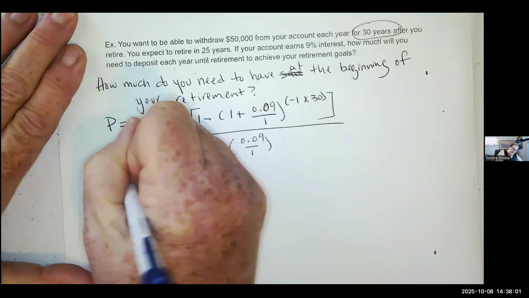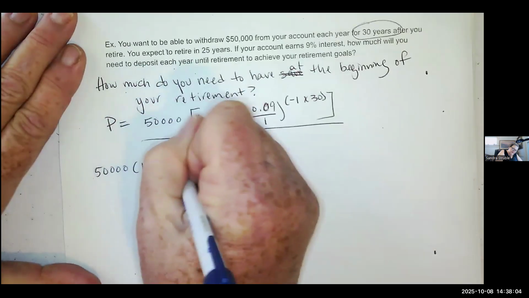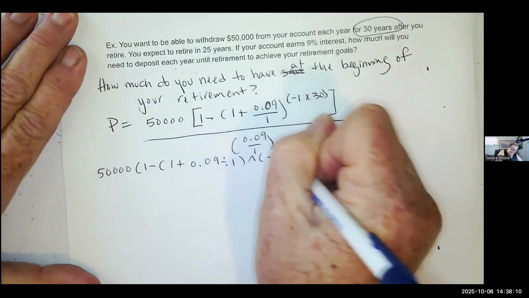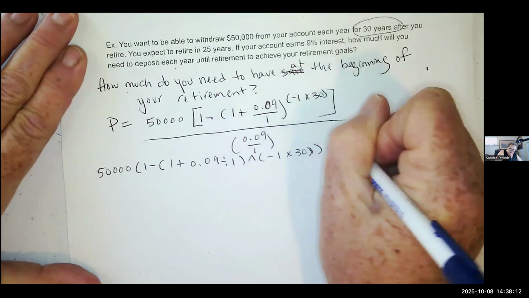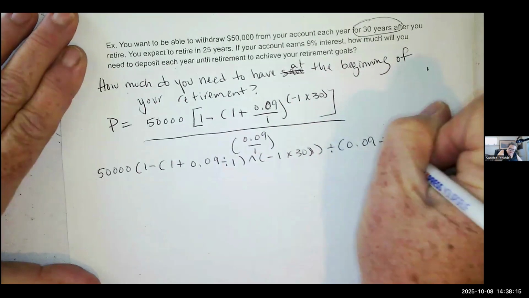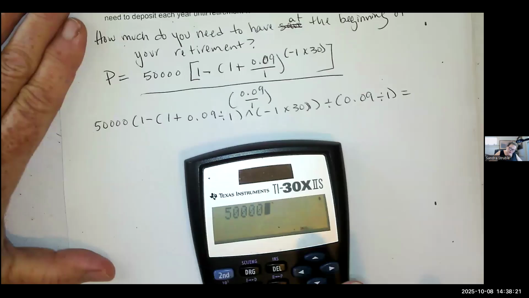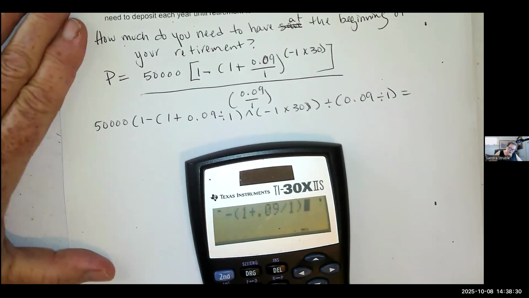Calculator. 1, 2, 3. All right, let's put this into color. 50,000, open, 1 minus, parenthesis, 1 plus 0.09 divided by 1, close, caret, open, -1 times 30, close, close again, divided by open, 0.09 divided by 1, close, and equals.